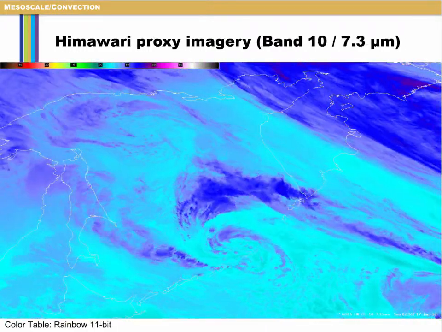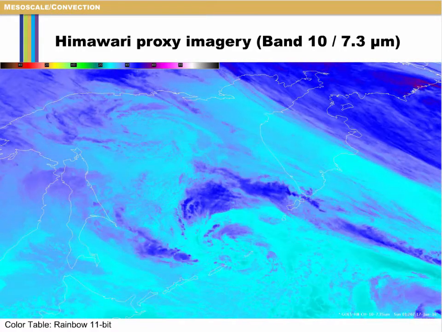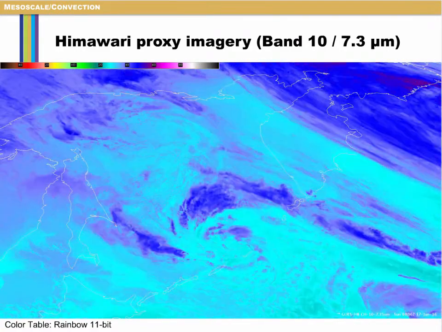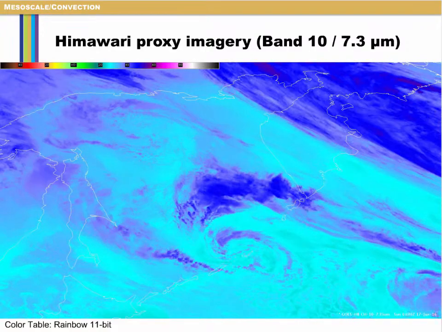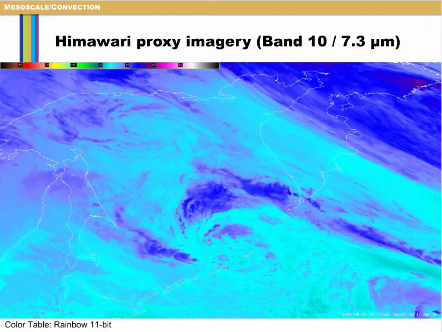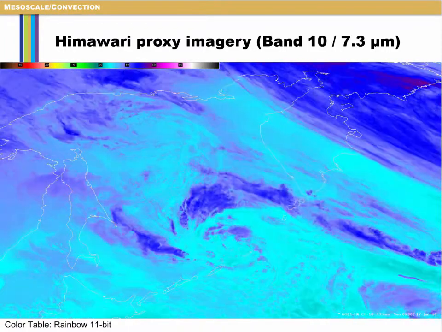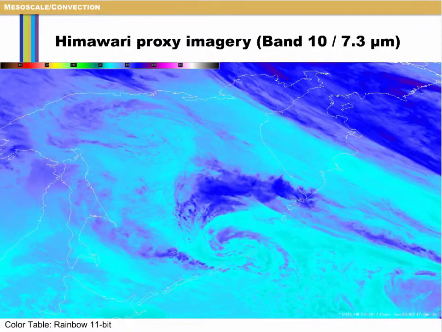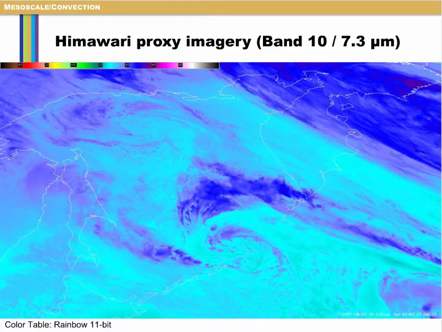This is the low-level water vapor band at 7.3 microns. Of the three water vapor bands, this will be the most useful since its weighting function peaks lowest in altitude. Note that the two mesolows still appear in this channel, although not as readily as the IR band at 10.4 microns, or the visible imagery.